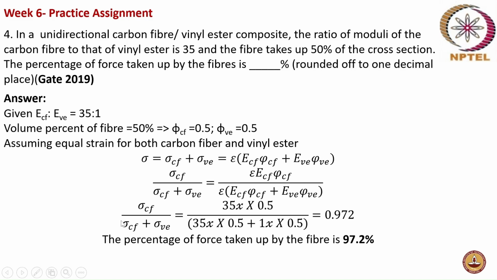Individual stress by total stress will give you the percentage of force taken up by the fibers. To calculate a percentage, it's individual by total; 35 percent means 35 by 100, right? The same thing we are doing here. You got it? Yes, ma'am. Okay, fine. It's just playing with mathematics. That's it.